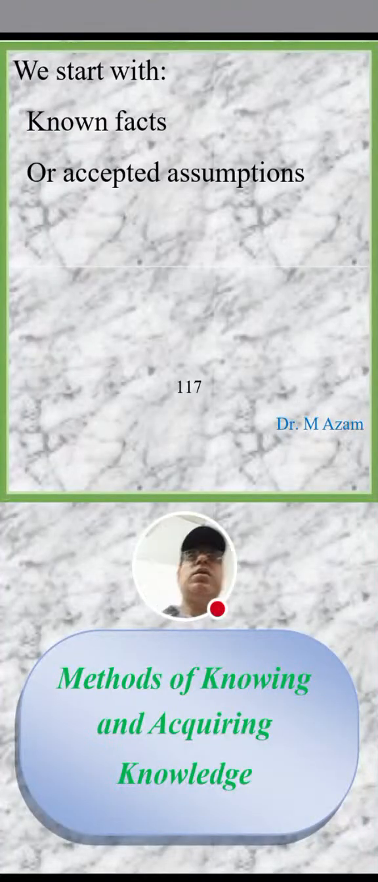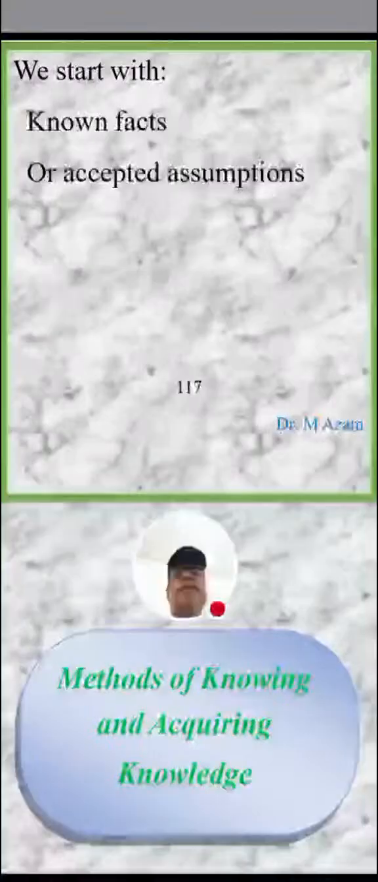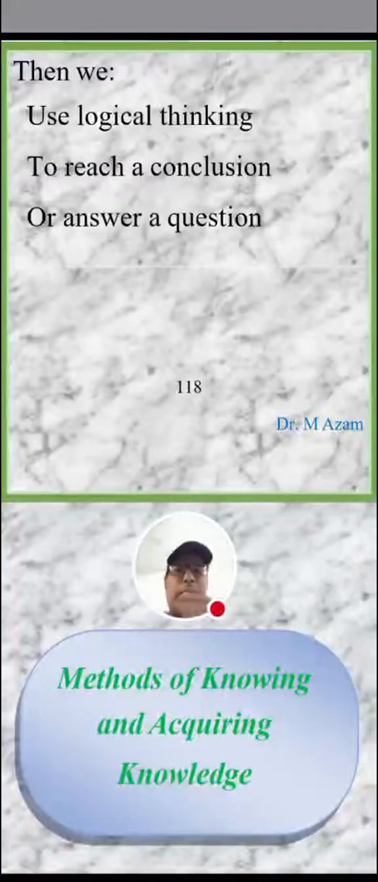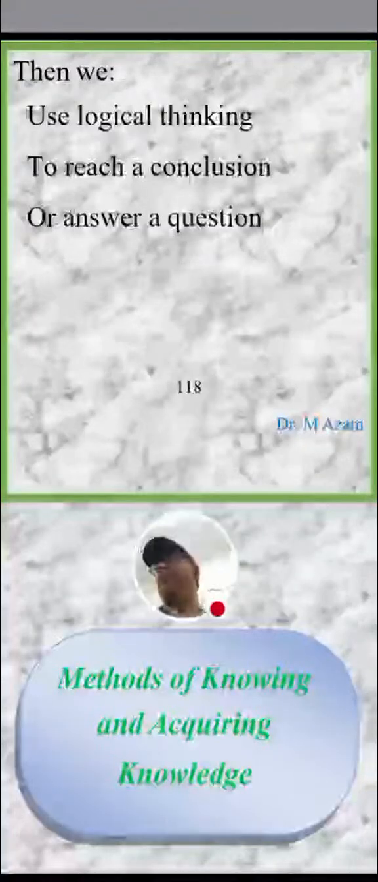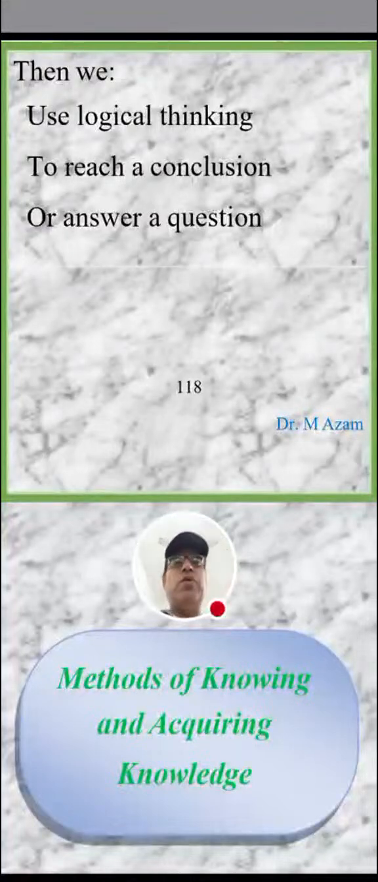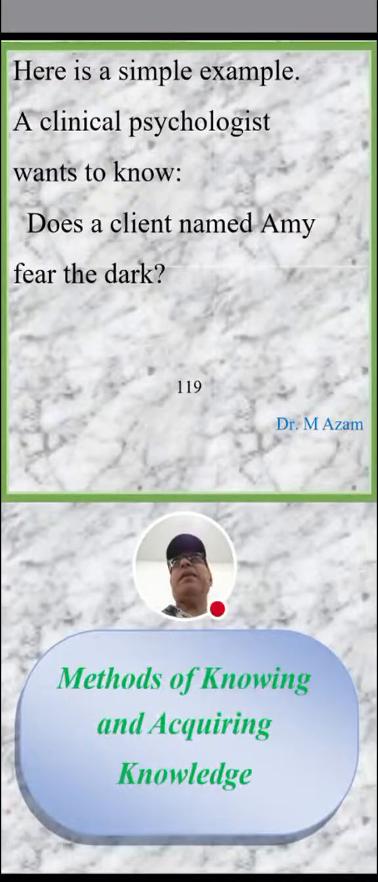We start with known facts. When we use the rational method, we start with known facts, which we already know, or accepted assumptions, which are already accepted. Then we use logical thinking, logical reasoning, to reach a conclusion or answer a question. Here is a simple example. Pay attention. It is an interesting example.